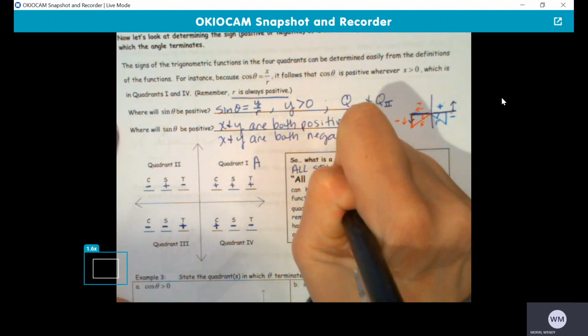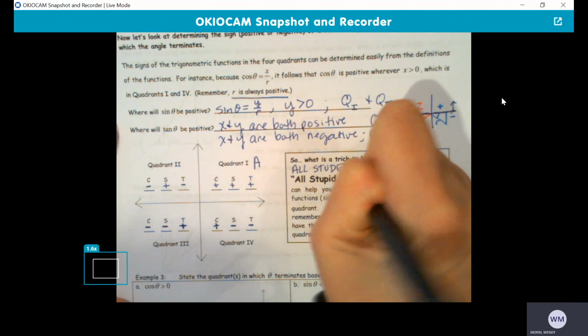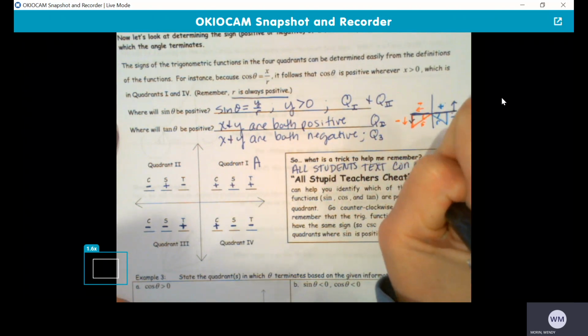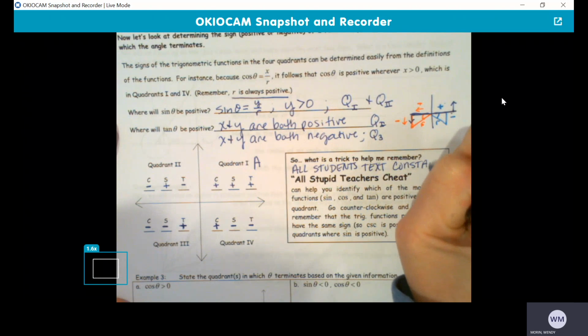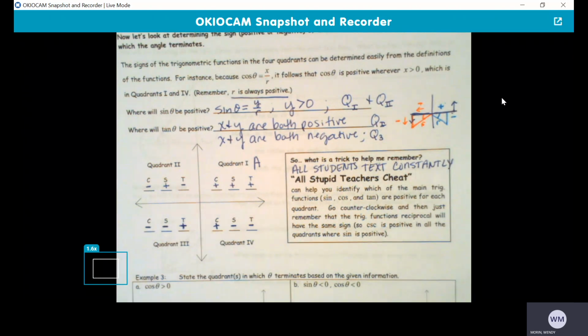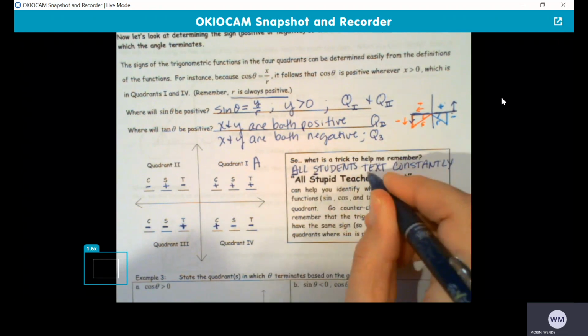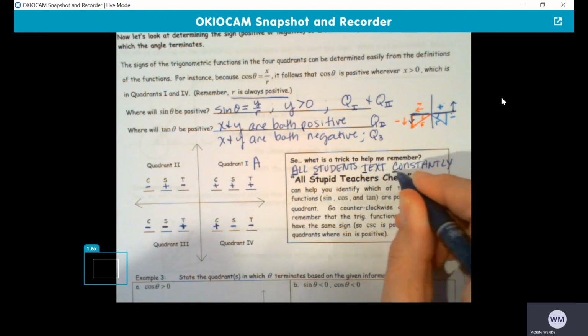All students text constantly. What does that mean? All students text constantly.